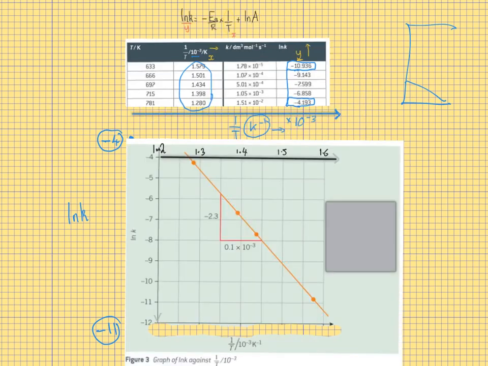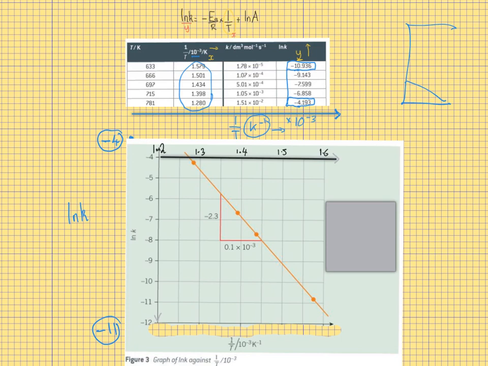So now look at our graph that results, we have a negative gradient. So the x-axis here is 1/T times 10 to the -3. The y-axis is natural log of k. Notice there are no units. And the gradient should always be a negative gradient. If your gradient's going that way, positive, the probable reason is you've got this axis upside down, so it should be getting more and more negative.